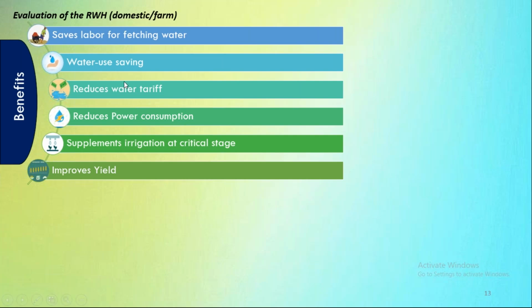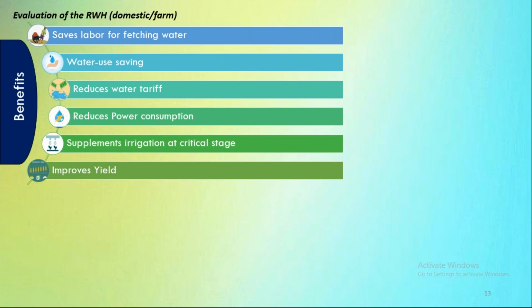And similarly, water use saving. We save our water because we have our own water stored in our tank or storage for domestic purposes. So in this link, we reduce our tariff, we reduce our charges for paying the government for the utilization of the water. We reduce the power consumption in irrigation.